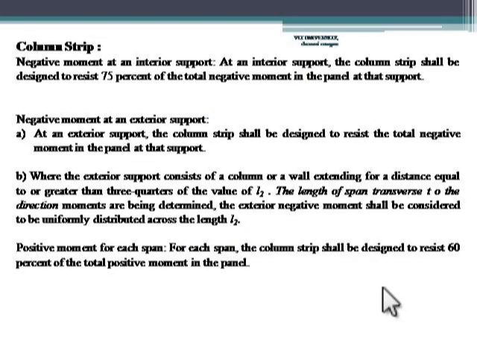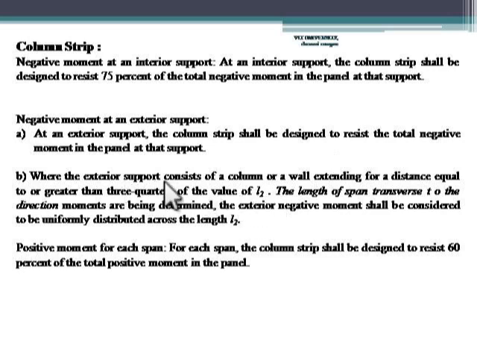Now, column strip. In column strip, negative moment at an interior support: the column strip shall be designed to resist 75% of the total negative moment in the panel at the support. For exterior support, the column strip shall be designed to resist the total negative moment in the panel at the support.